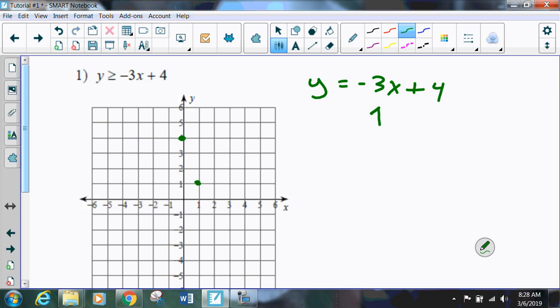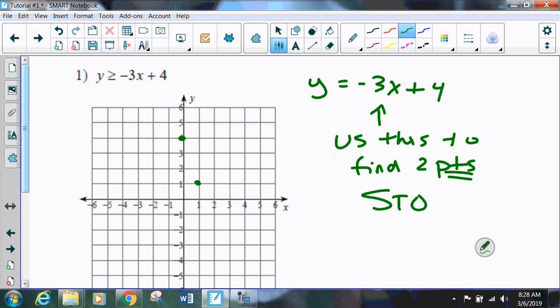So we're going to use this to find 2 points. And then we're going to stop, and we're going to say, wait a minute, we're not really drawing a line. This isn't an equal sign. It says y is greater than or equal to this line.